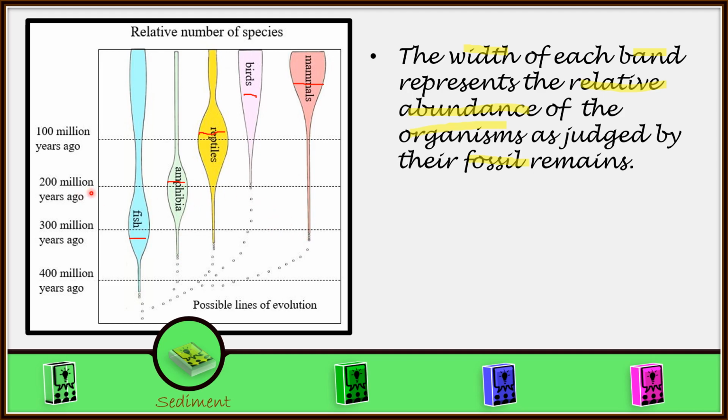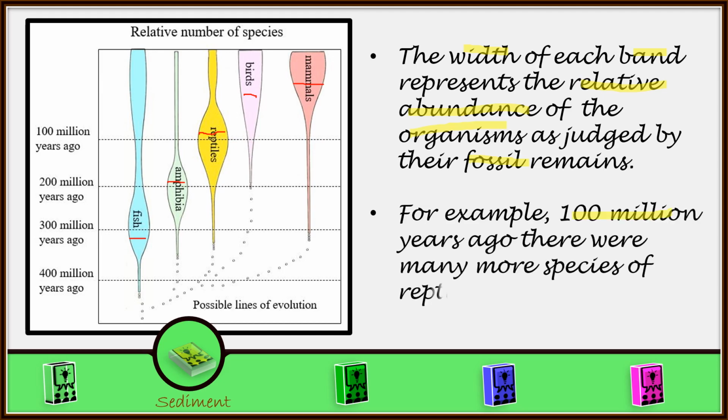By the time we were at 200 million years, the number of fish was starting to reduce, amphibians had increased, reptiles were increasing, birds had not yet appeared, and the number of mammals was small. By 100 million years ago, the number of fish was starting to increase, the number of amphibians had reduced and become stable, reptiles were also increasing, and birds were increasing, and mammals were still in the same number.